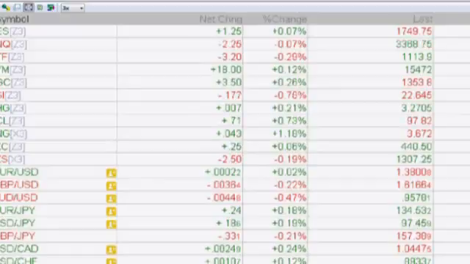So one of the things I want to go over: we talked about the volume spikes and how to trade them, but one thing that a lot of traders don't know is that when you look at volume on Forex, you're not really looking at volume. What you're looking at is what's called tick volume, so how many times the price has changed inside that bar.